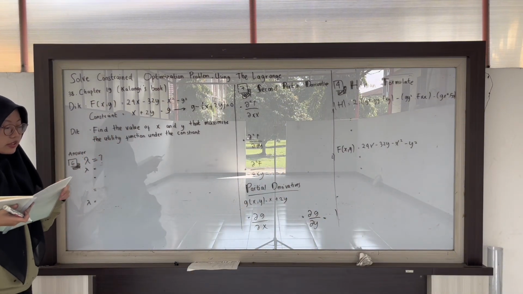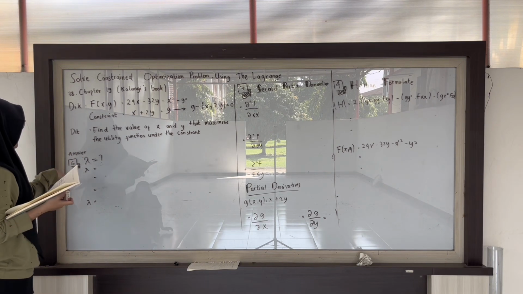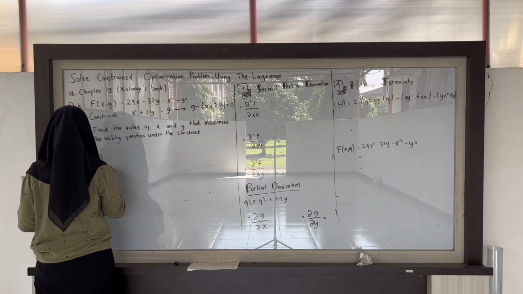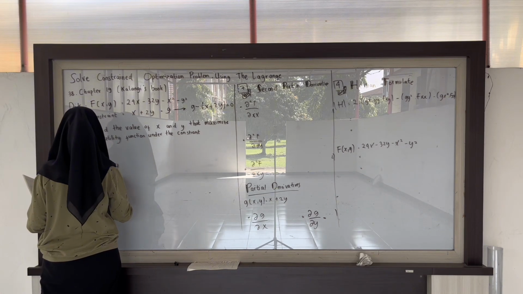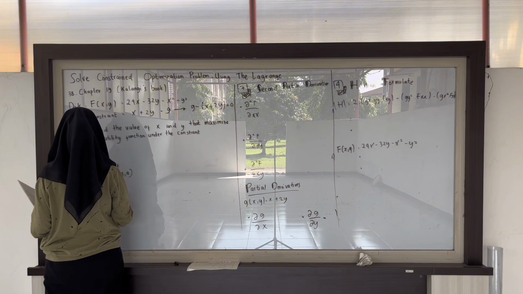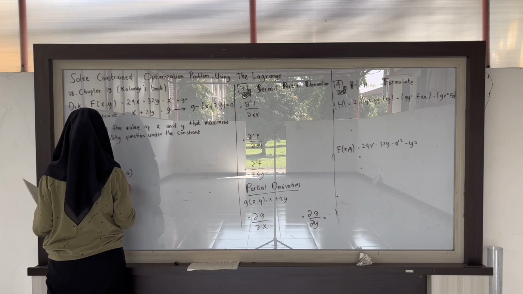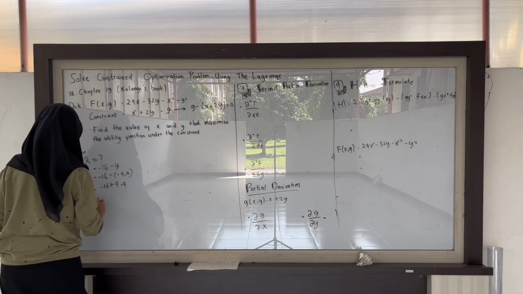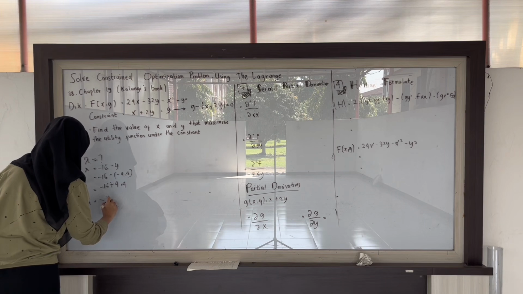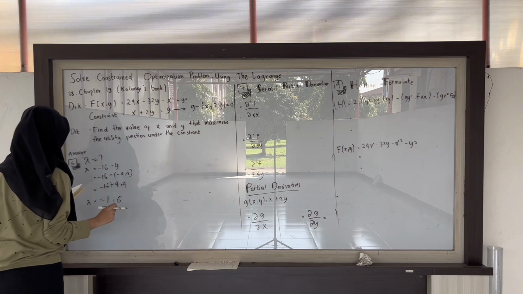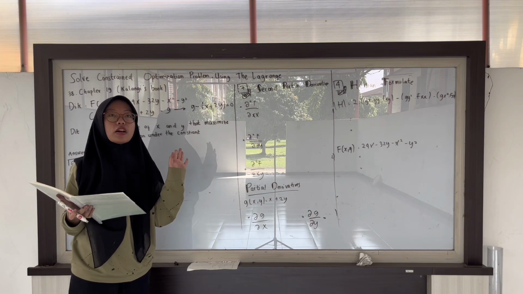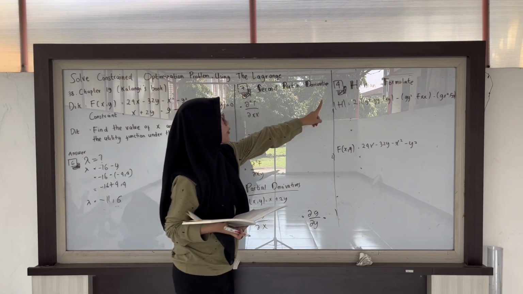And now the next step is to find lambda. So we get lambda is minus 12.6.